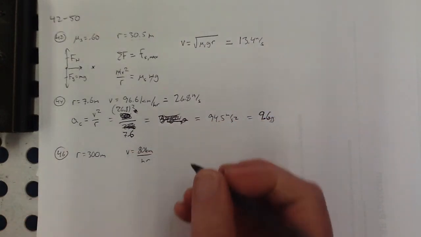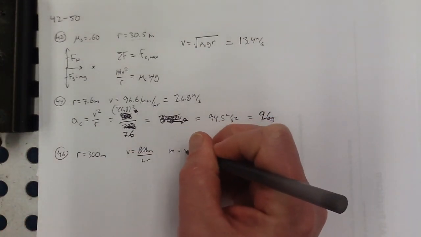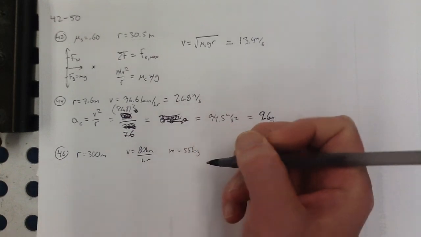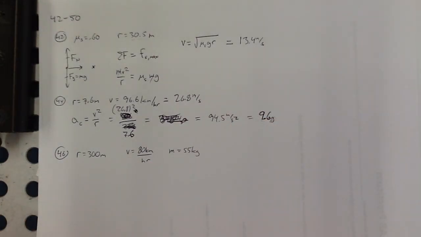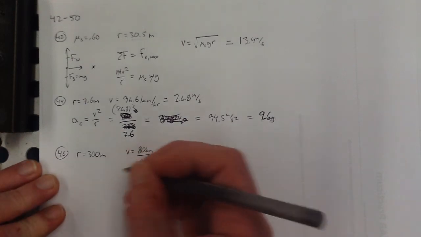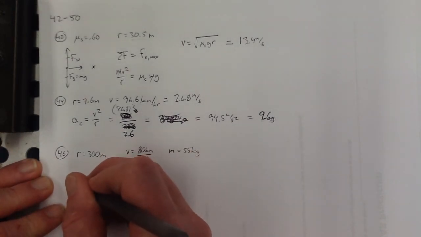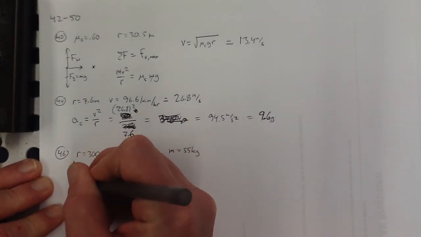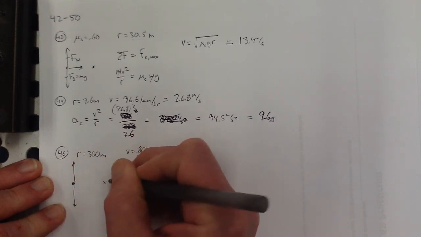Her mass is 55 kilograms. What are the magnitude and angle relative to vertical of the net force of the car's seat on the officer? So we need to consider both horizontal and vertical. So here's our officer. Say that the center is over here.